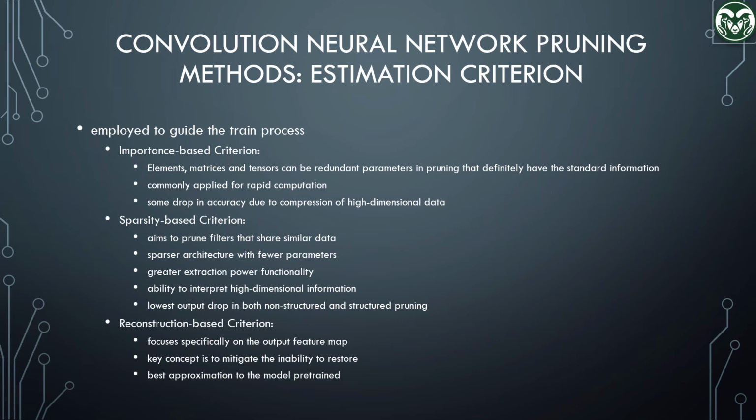And when it comes to the sparsity based criterion, it aims to prune the filters that share similar data, giving a sparser architecture with fewer parameters, and it has a greater extraction power and ability to interpret high dimensional information, and the lowest output drop in non-structured and structured pruning. Then the reconstruction based criterion focuses especially on the output feature map, with the key concept of mitigating the inability to restore and finding the best approximation of the pre-trained model.